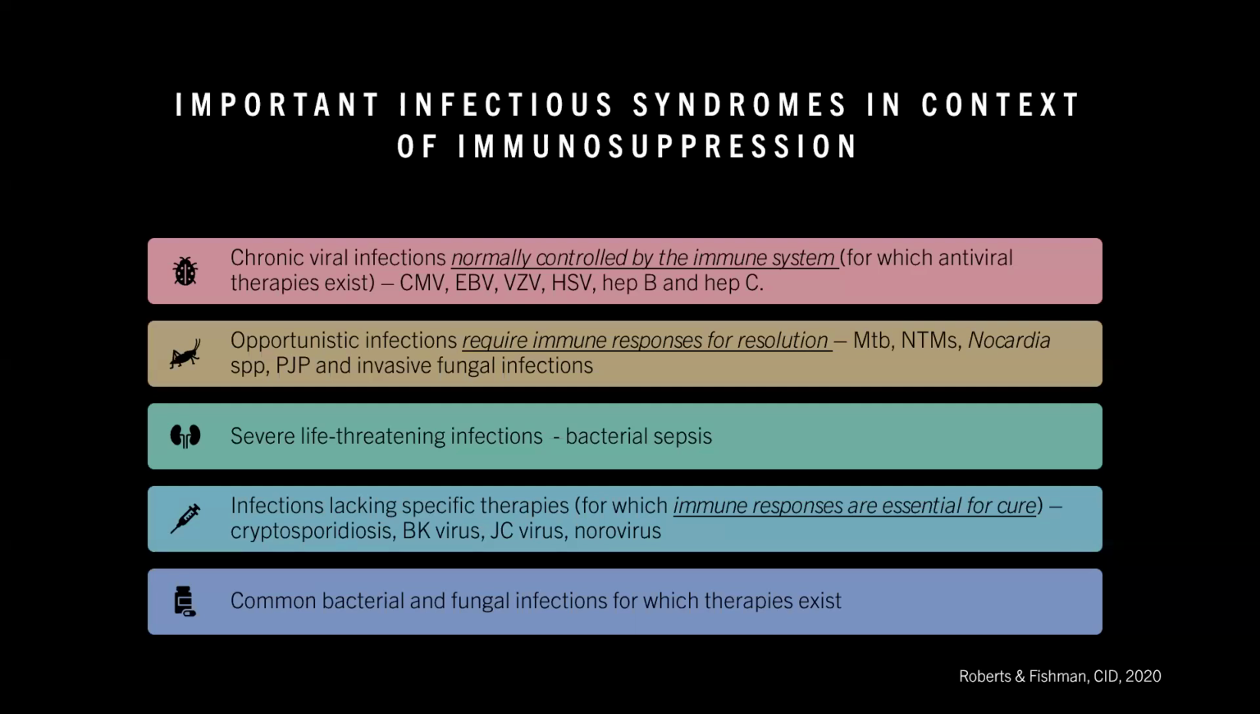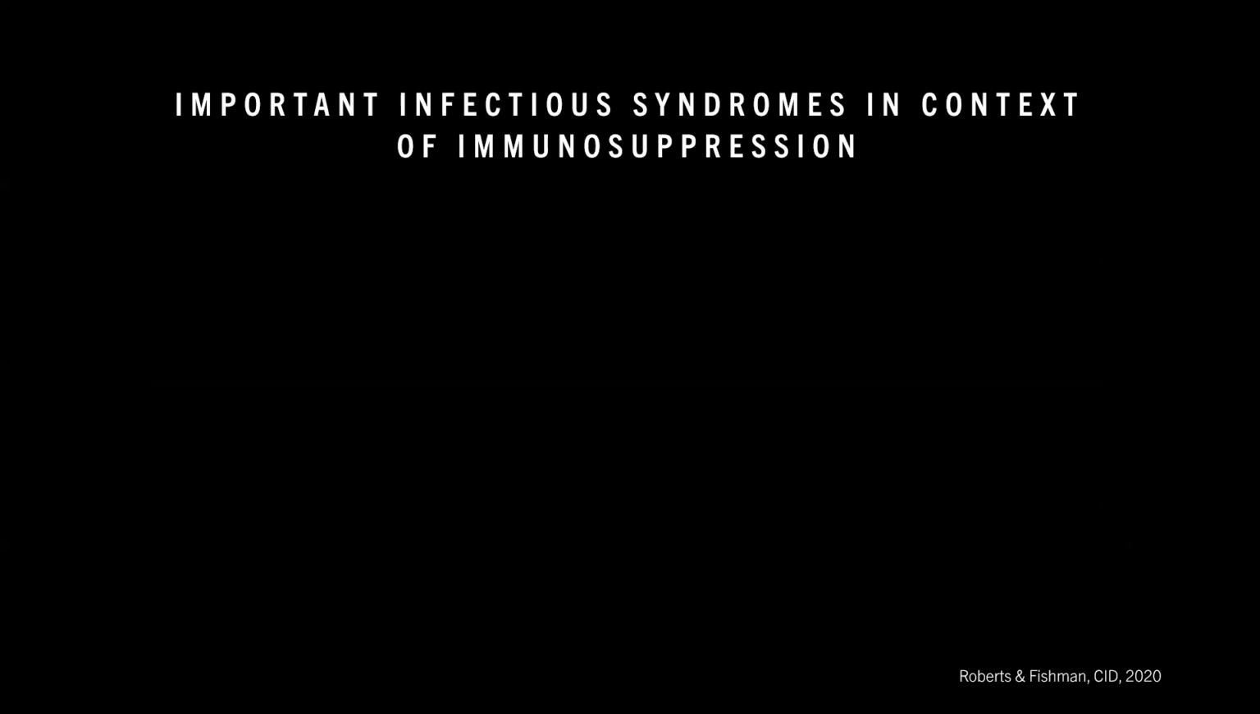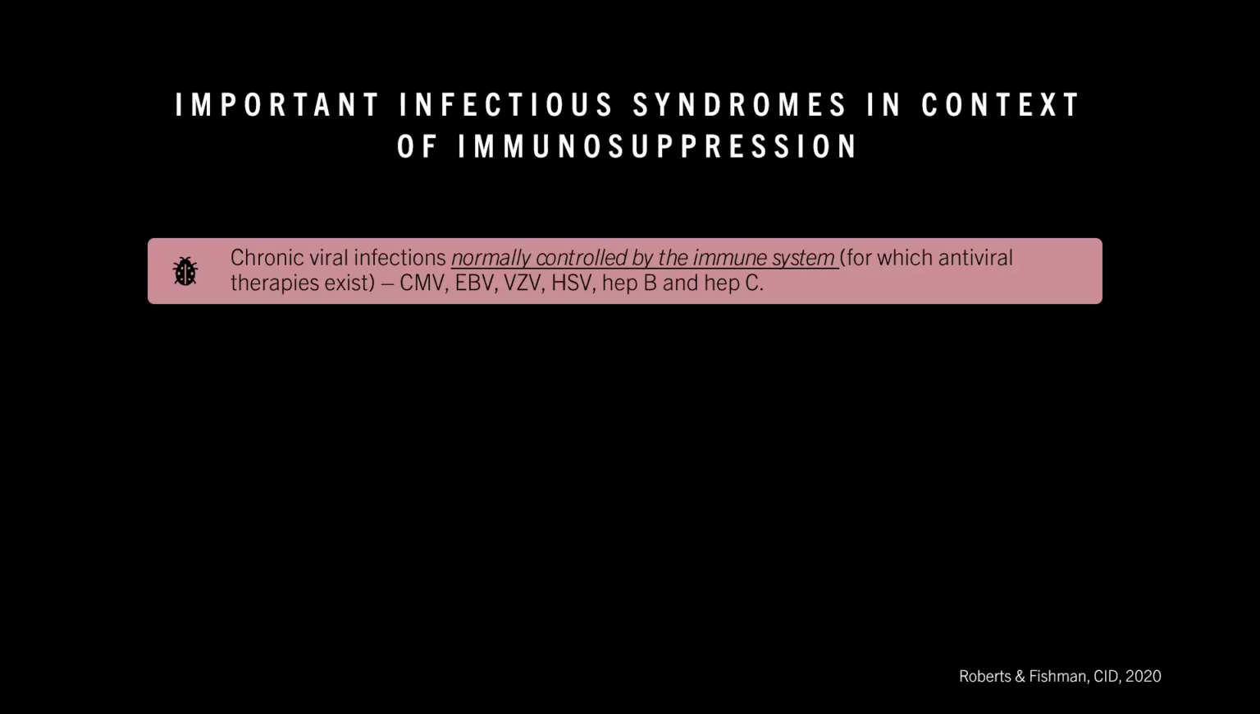So another way to look at infections that present in patients with immunosuppression is to look at important syndromes. Let's see if we can get this to come up one at a time. So one of the first groups of infections is chronic viral infections that normally require an intact immune system to control them, but for which other therapies exist. So this is things like CMV, EBV, or I guess therapy for EBV is a bit less effective, but varicella, HSV, Hep B, and Hep C.